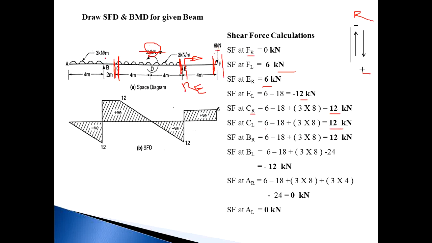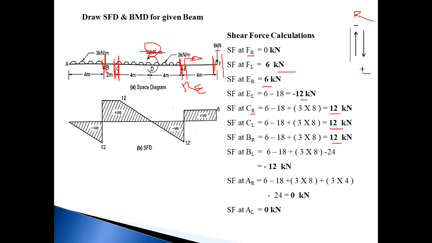Then next, mark a section at point B just on the right side and consider the right side of this section. So the total number of forces is once again 3, that is 6, 18 and the UDL. So SF at BR is equal to plus 12 kilonewton.